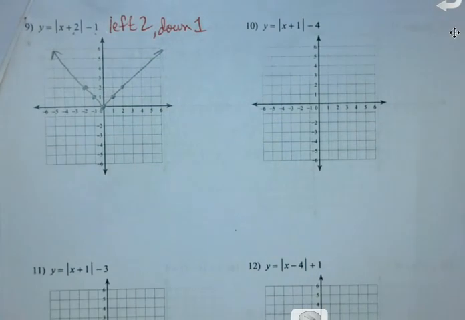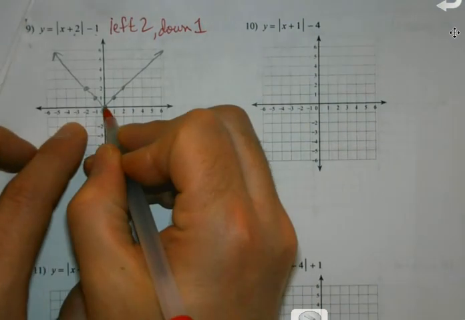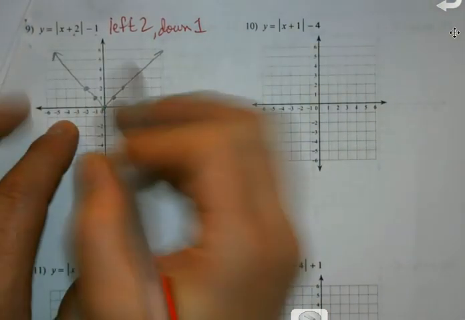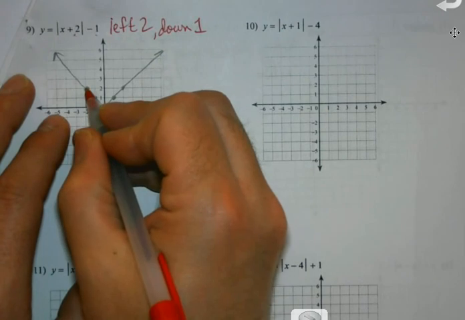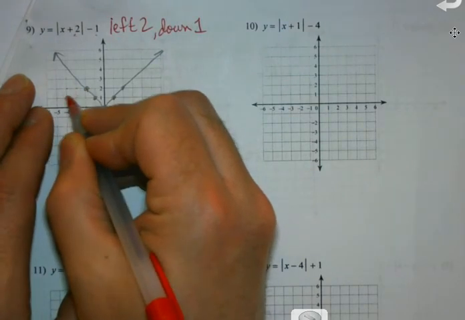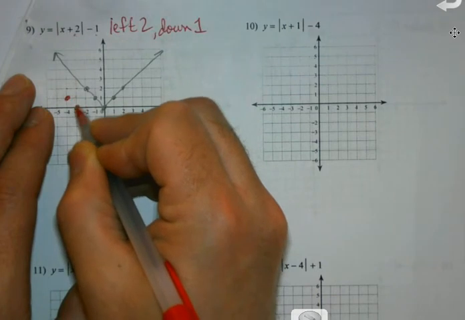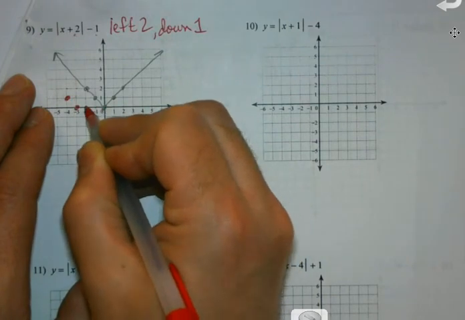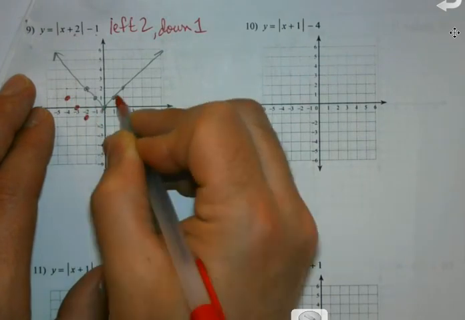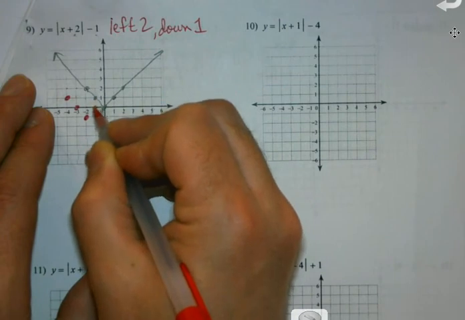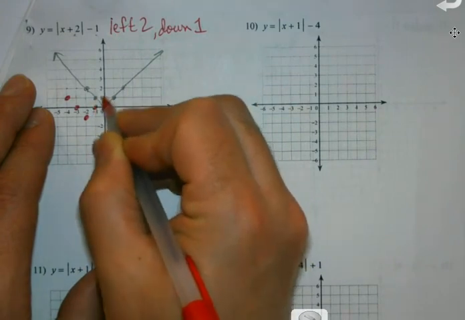So how do I do this? Well, again, I start at each point. I go left 2. I probably will do it from this one this time. Left 2 and down 1. Left 2 and down 1. Left 2 and down 1.